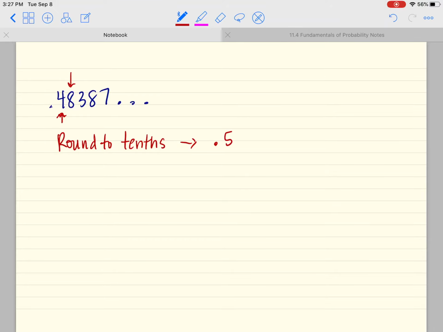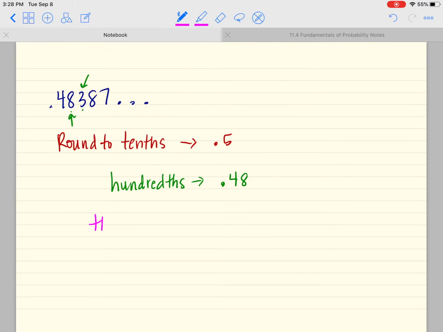We would make this a 0.5. Now if I said to round this to the 100th place, the 100th place is here. So I have to look at the next number, which in this case is the 3, and decide: if the number that's next is bigger than 5, then we round up. If the number is less than 5, then we keep it. So since this is less than 5, this stays an 8. So this would stay at 0.48.